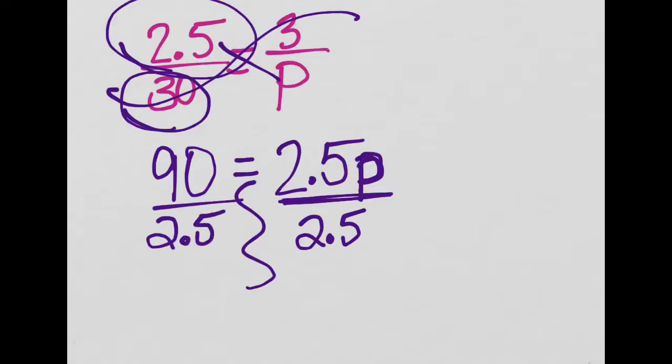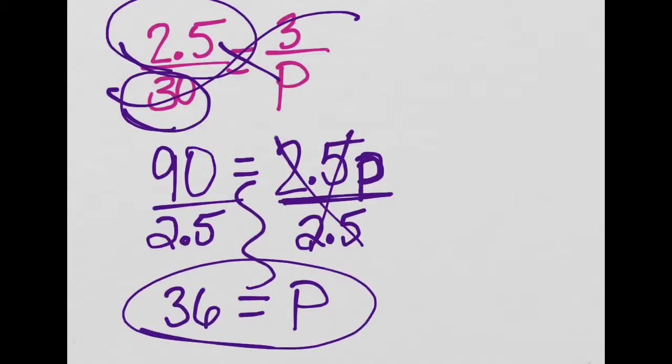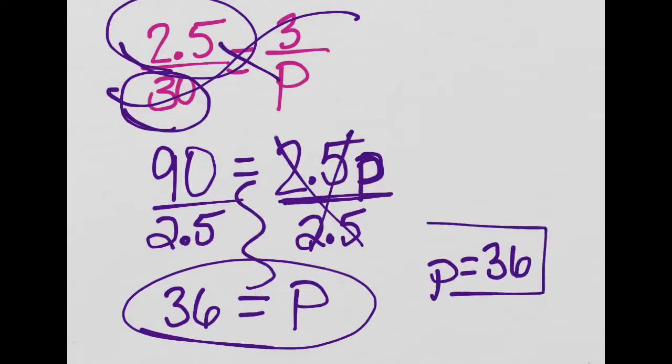Whatever I do on one side, I have to do on the other. So that's going to go ahead and give me, this cancels out to get the p by itself. 90 divided by 2.5 is going to give me 36. So I solved for p. P equals 36. And I can write it like this, or I can write it with the variable on the left-hand side, if that's a little bit easier for you.